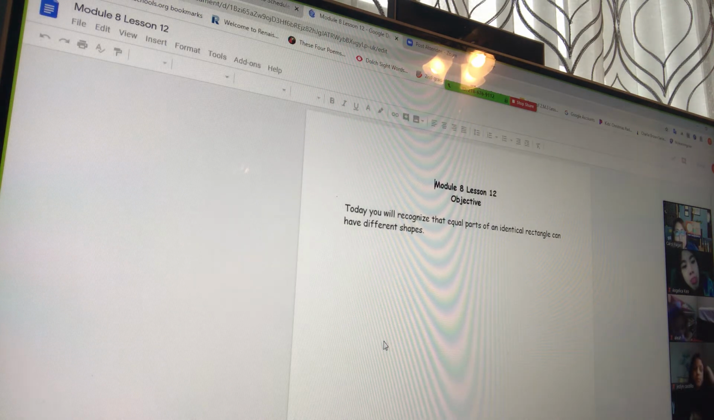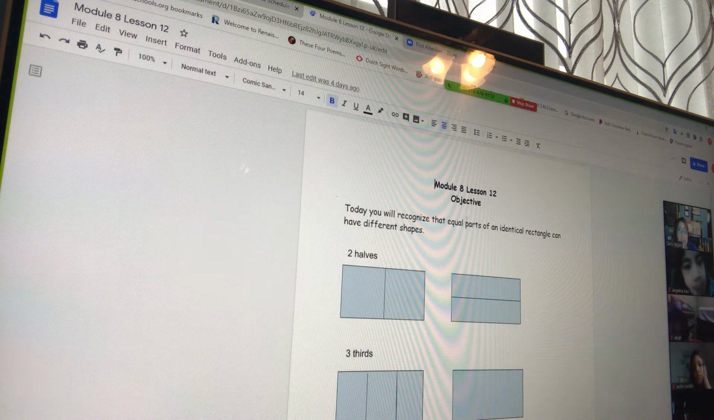So today, we are doing Module 8, Lesson 12. And our objective is, today you will recognize that equal parts of an identical rectangle can have different shapes. Any vocabulary words you need me to explain?